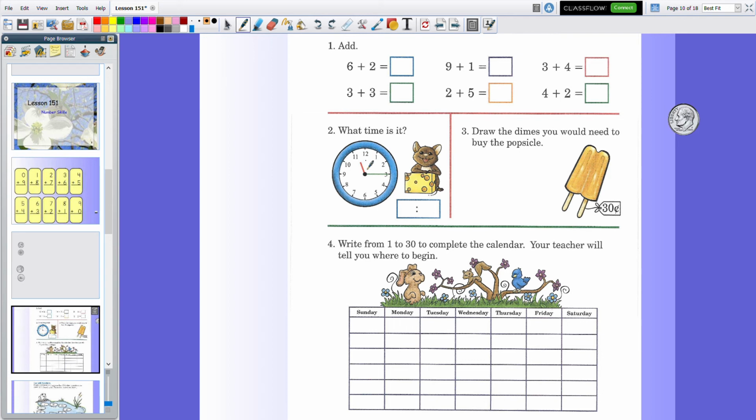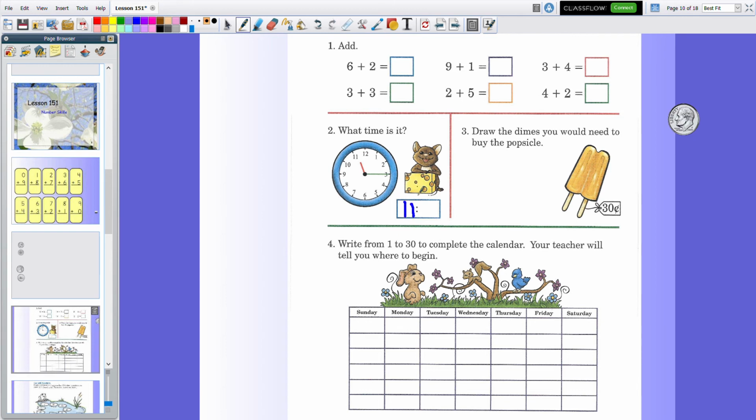Okay, so we always look at the shorter hand first. And it's pointing almost to the what? The 11. It's just past 11, so that means it's just past 11 o'clock. So we're going to put in this first box, what are we going to put in?